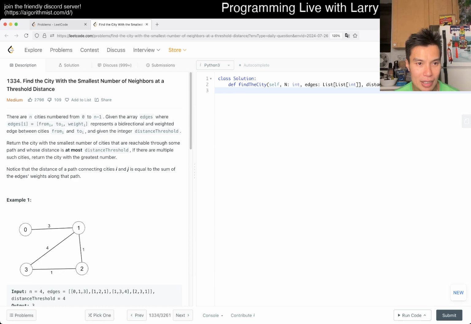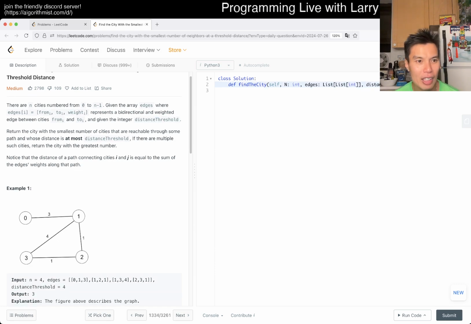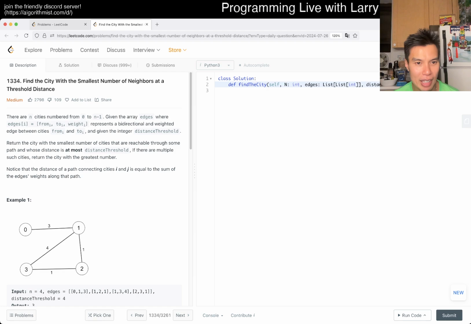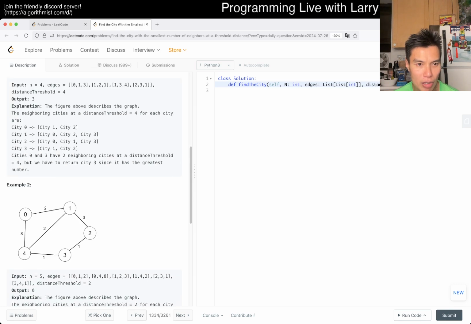Okay, so you have n cities, and given an array edges where from, to, weight is bidirectional. Okay, that's actually the thing that I always look for. Okay, and distance threshold, that's not an edge. I think it's not super clear, but okay. Return the city with the smallest number of cities that are reachable through some path and whose distance is at most distance threshold. If there are multiple such cities, return the city with the greatest number. Okay.